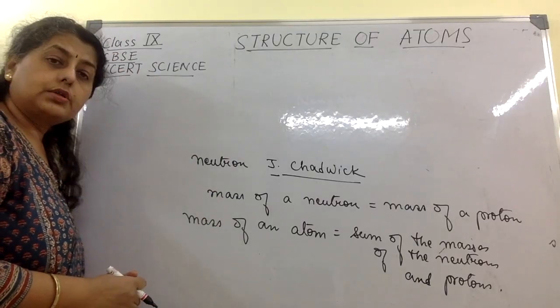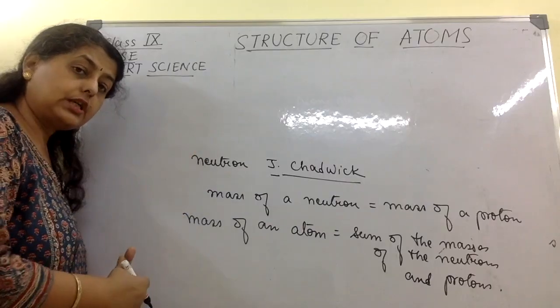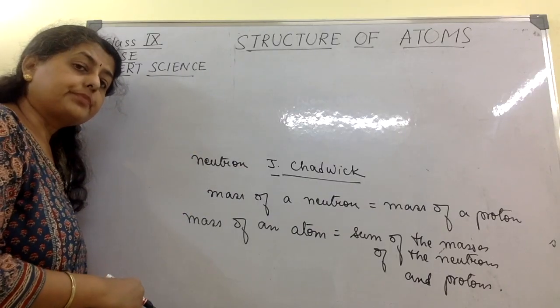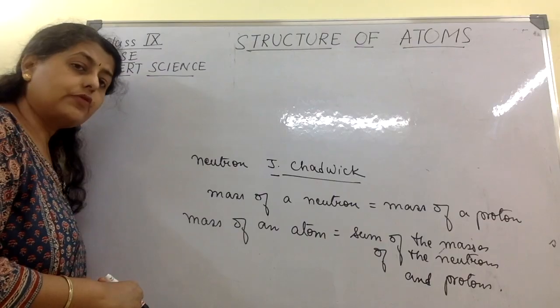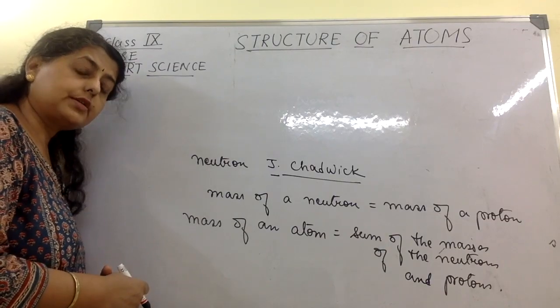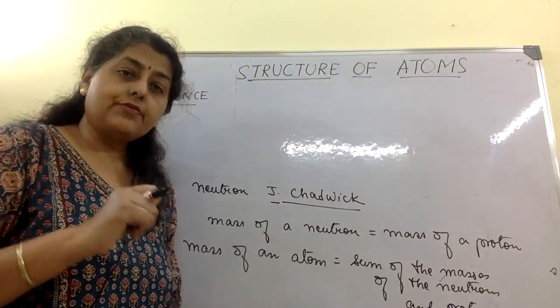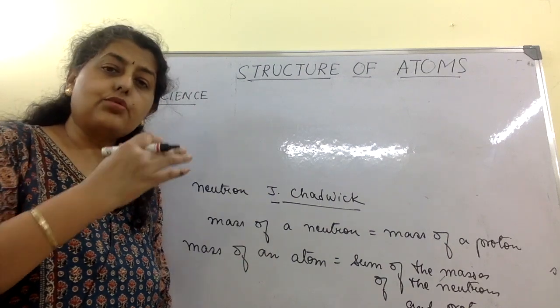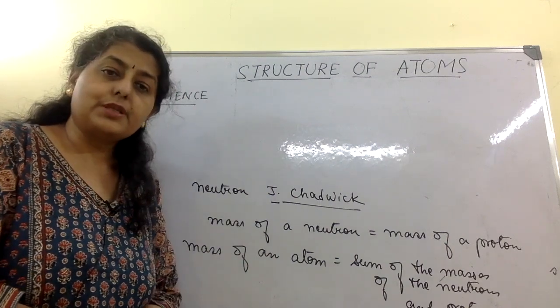After this comes electronic configuration. Please check my video for electronic configuration also, you will get it in the playlist. So that was it from structure of atoms. This is how atoms finally got their present structure.